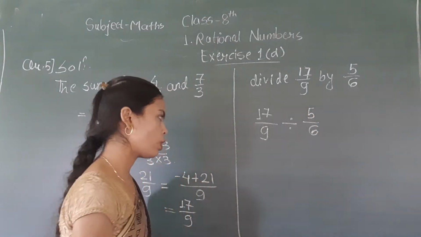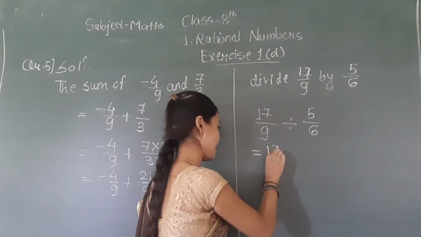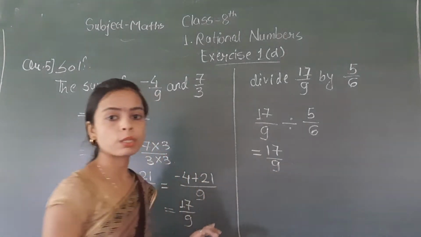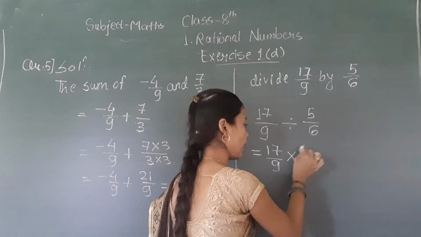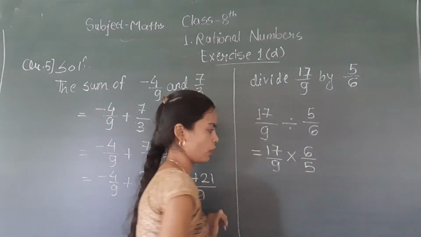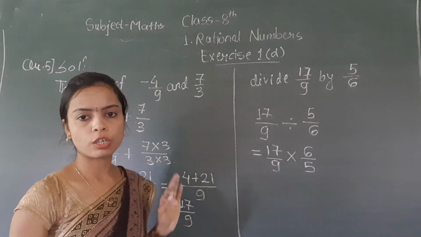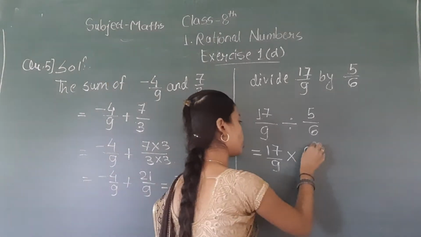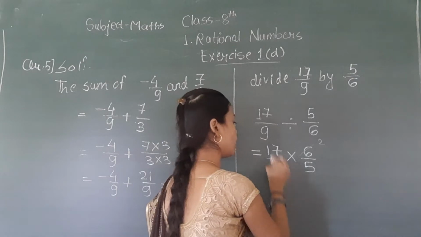Now what are we doing? We write our first fraction as it is. The division symbol changes to the multiplication symbol, and we write the reciprocal of the second fraction. Now 6 and 9 come in the table of 3, so we cancel them. So 3 2s are 6, and 3 3s are 9.